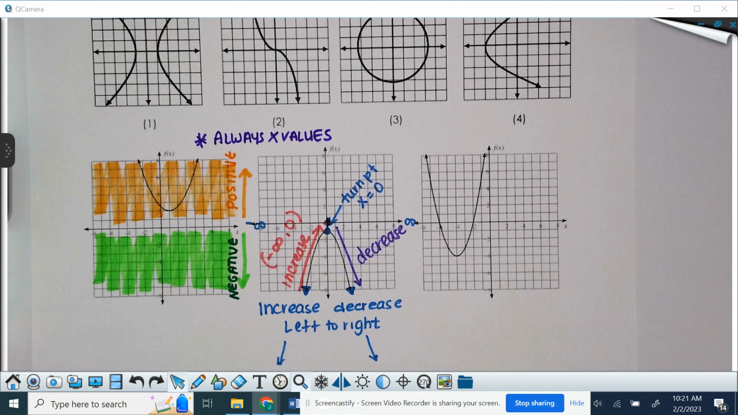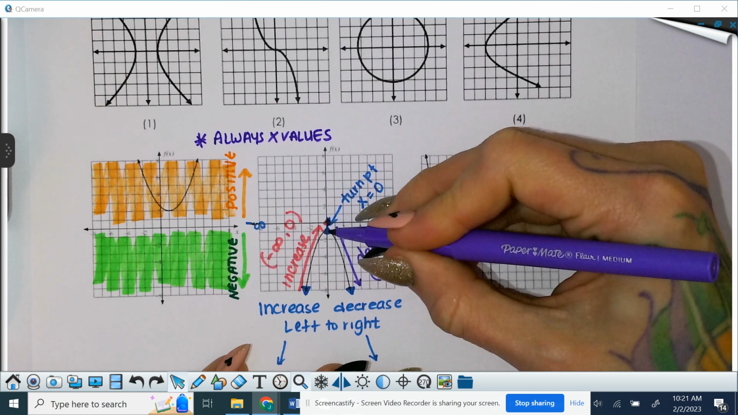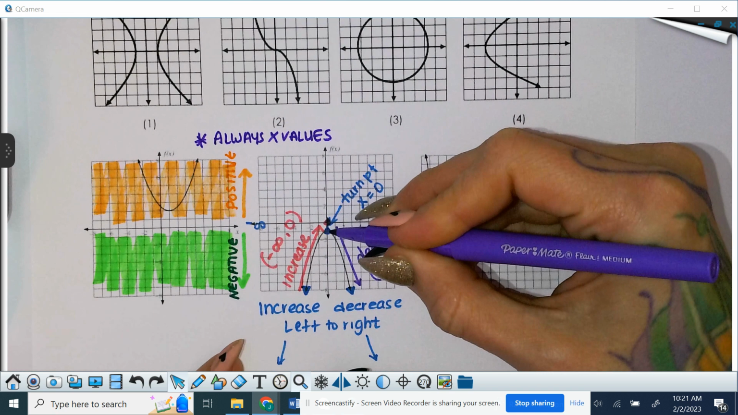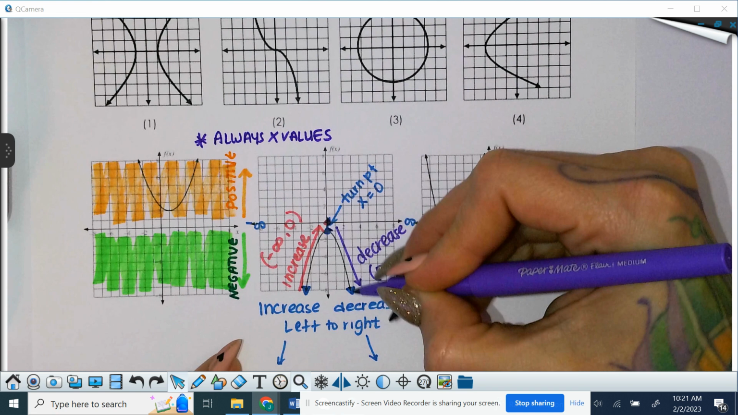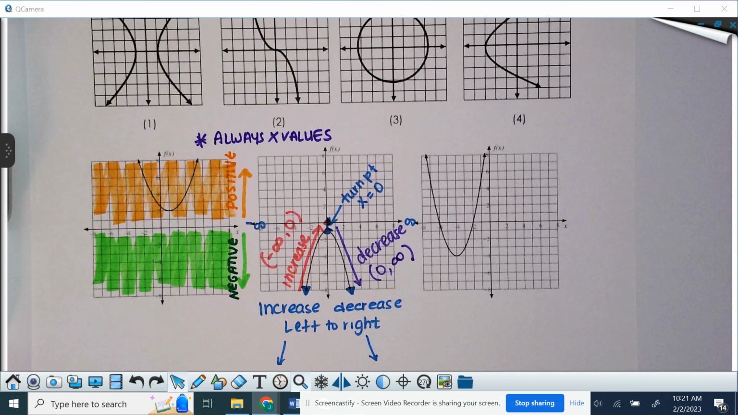Decreasing is going to start at 0, parentheses again, because when you're standing still, you're not running up a hill or running down a hill. And then I'm going to start running down this hill indefinitely, so that's going to be positive infinity. So 0 to positive infinity as it's going down.